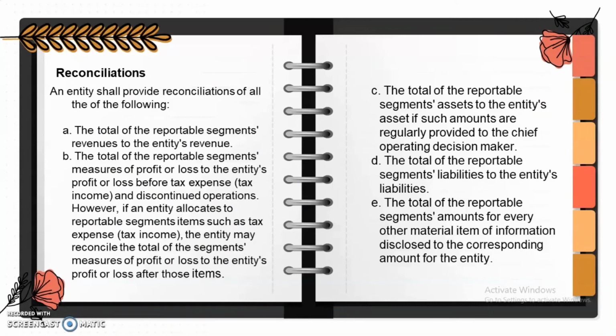Now, let's move on to reconciliation. An entity shall provide reconciliation of all of the following. First, the total of the reportable segments' revenues to the entity's revenue. Second, the total of the reportable segments' measure of profit or loss. Next, the total of the reportable segments' assets to the entity's assets. Next, the total of the reportable segments' liabilities to the entity's liabilities. And lastly, the total of the reportable segments' amount for every other material item of information disclosed to the corresponding amount for the entity.